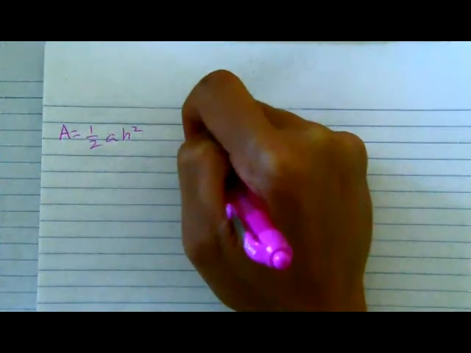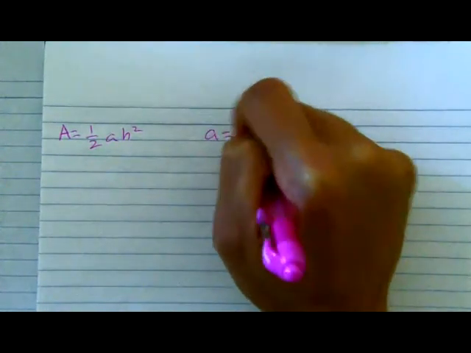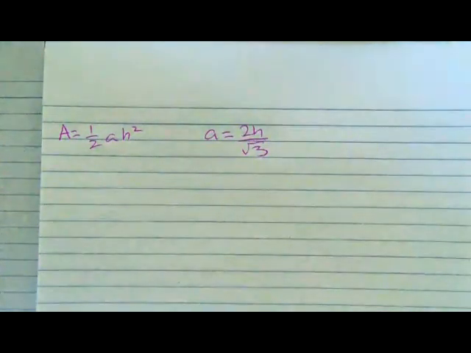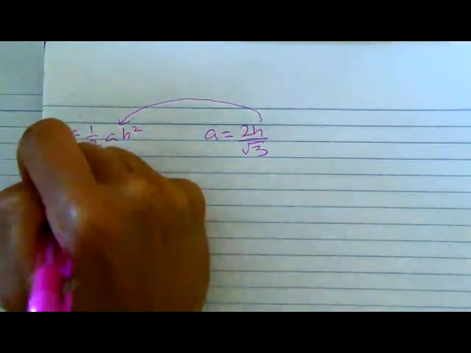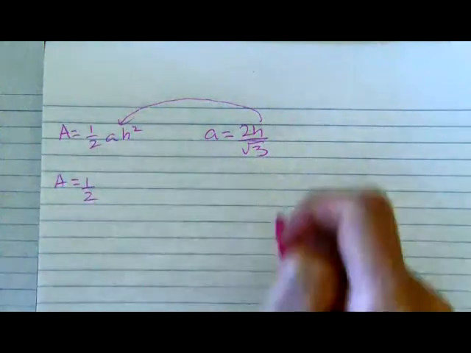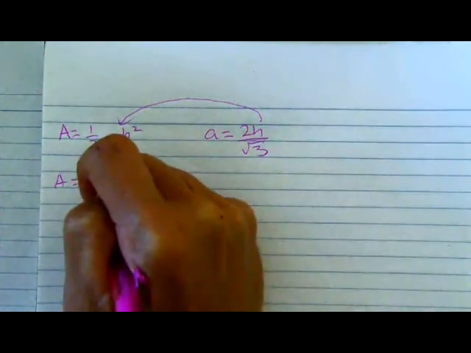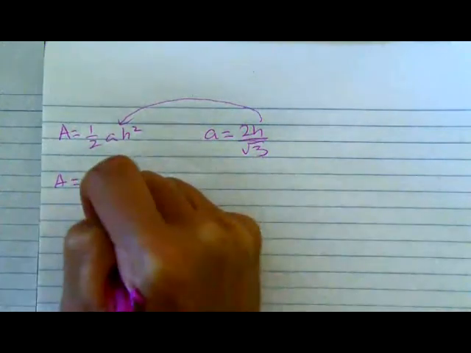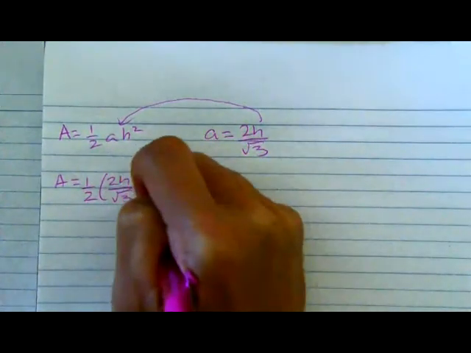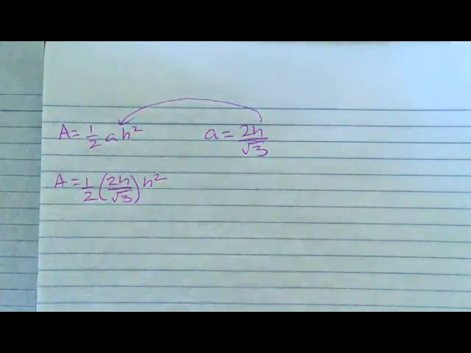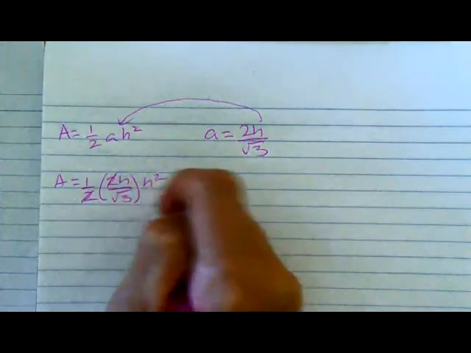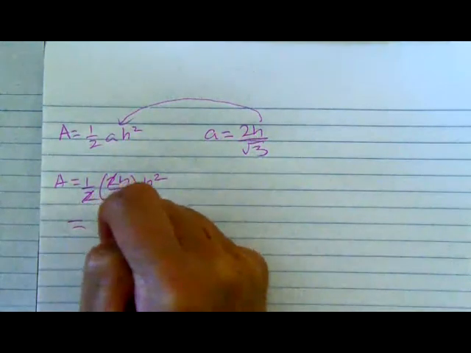So area of a triangle is 1/2 AH. We have a equals 2h over radical 3. We're going to substitute this into a. So the area is 1/2. In place of a, I'm going to put 2h over radical 3 times h. 2's cancel, h's multiply. I will have h squared over radical 3.